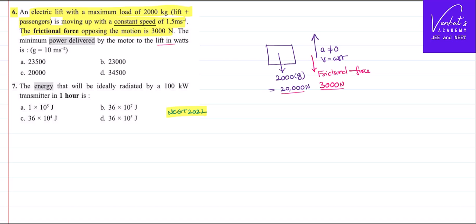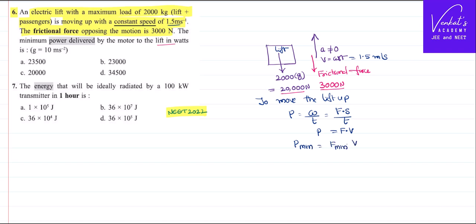See, to move the lift up, the power required is the rate of change of work done, that is, work done by time. But work done is force times displacement, and displacement by time can be written as velocity. So power can also be expressed as the dot product of force and velocity, where that velocity is given for you as 1.5 meter per second.